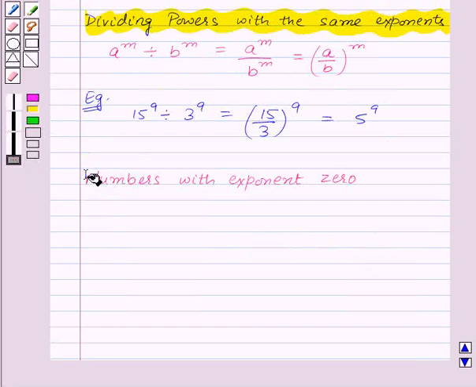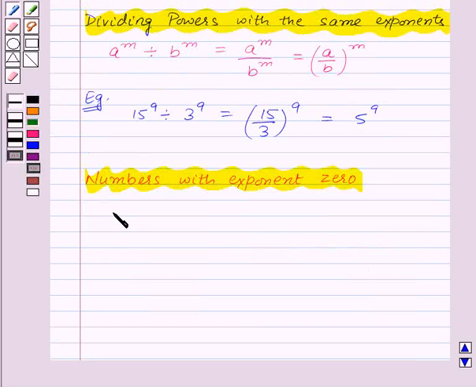Lastly, we have numbers with exponent 0. For any non-zero integer a, a raised to the power 0 is equal to 1. So that means if we have any non-zero integer, then that integer raised to the power 0 will always be equal to 1. For example, -352 raised to the power 0 will be equal to 1.